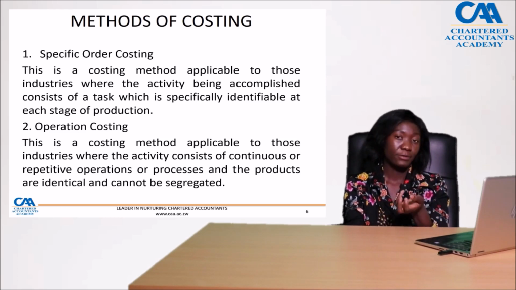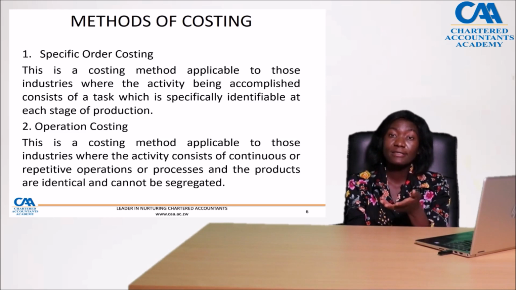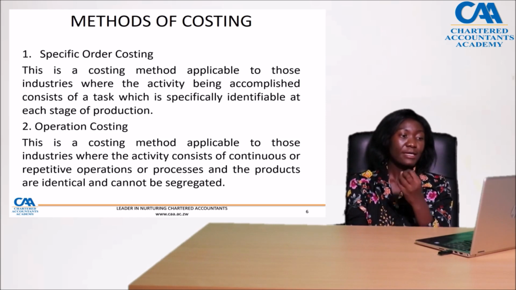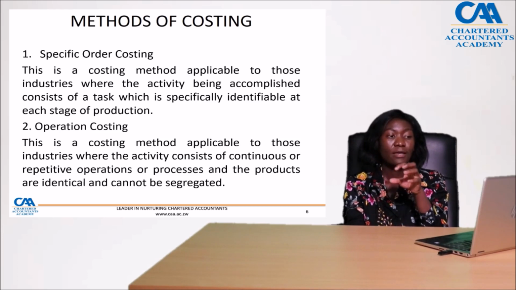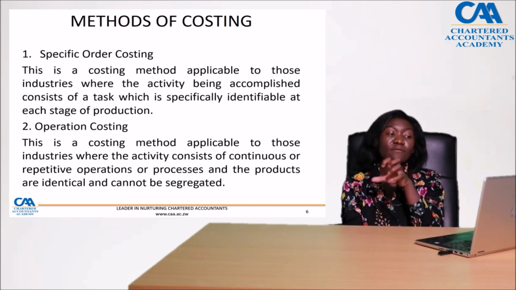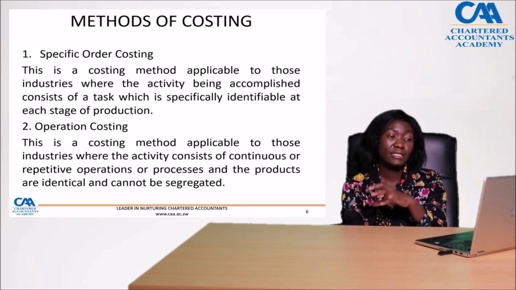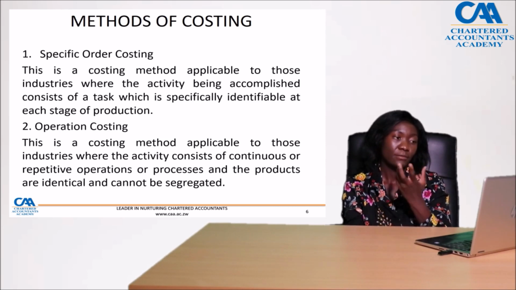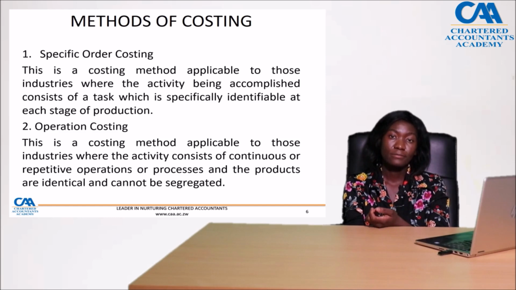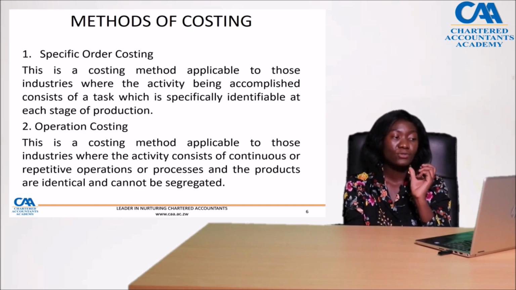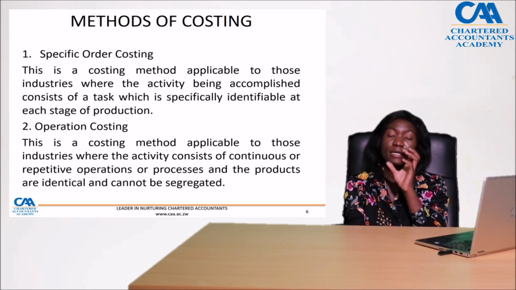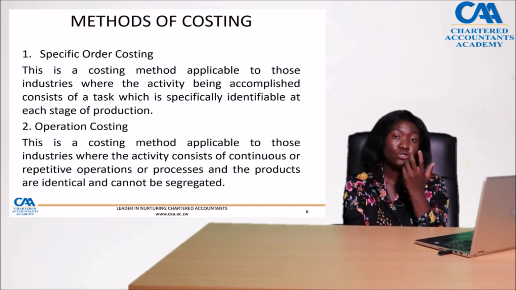different costing methods come about, such as specific order costing. So specific order costing is a costing method applicable to those industries where the activity being accomplished consists of a set of tasks which are specifically identifiable at each stage of production. Let's have an example of job costing. If you can identify each cost, each task at each stage of production, it's a job cost.